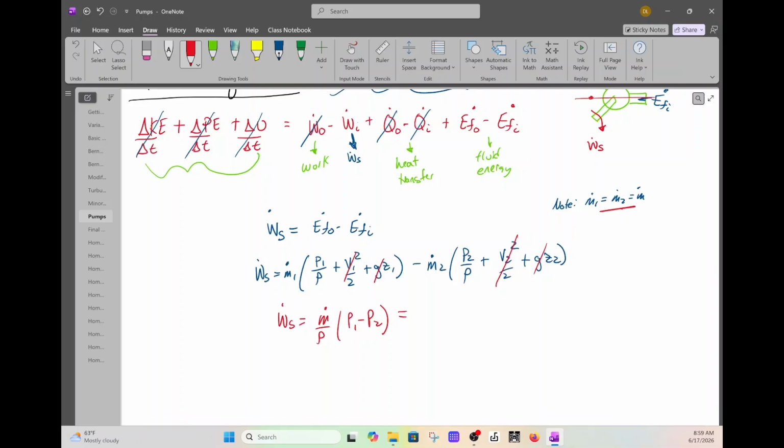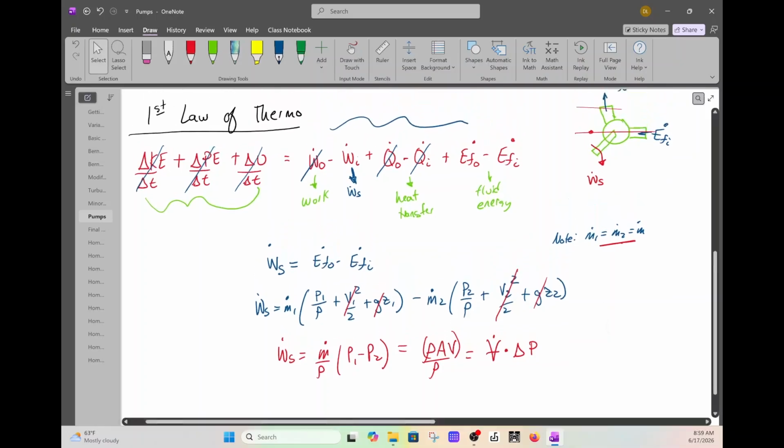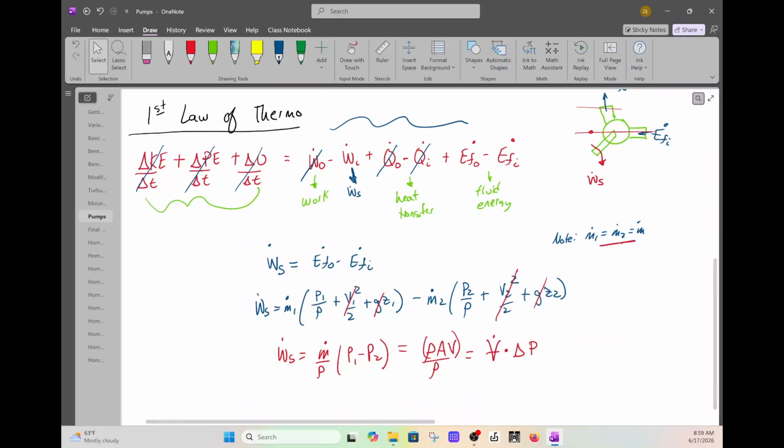We can write this again as rho AV as for mass flow rate, okay? And those cancel, and we end up with volumetric flow rate times delta P, okay? So if we want to know the shaft power going in to this pump, okay, as long as we know the flow rate and we know delta P, that's the reason I kind of did this. And it's a good start and to understand a little bit of thermodynamics when you get to it.